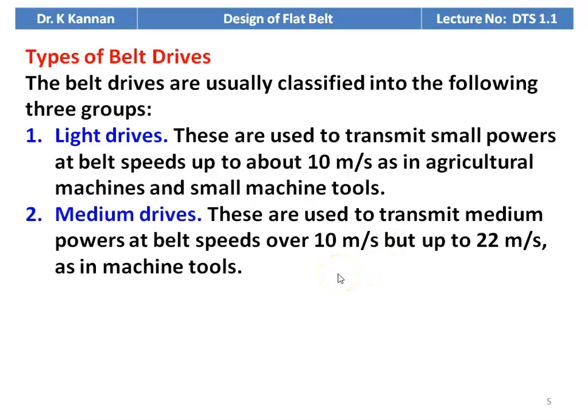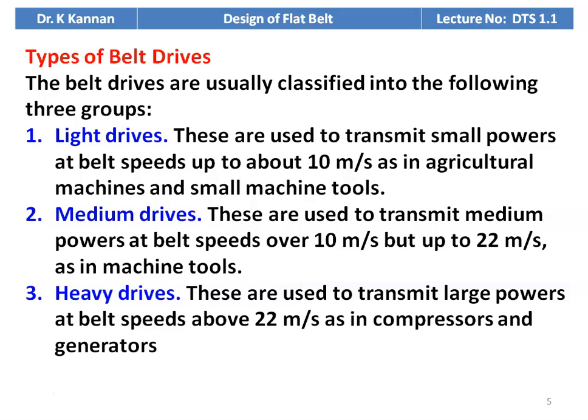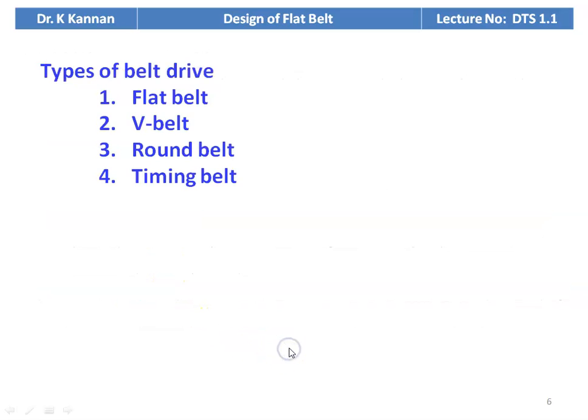Medium drives are used to transmit medium power at a belt speed over 10 meters per second, but up to 22 meters per second, as in machine tools. Then the heavy drives are used to transmit larger power at a belt speed above 22 meters per second, as in the case of compressors and generators. So, depending on the belt speed, we classify whether this is a light drive, medium drive or heavy drive. And the belt drives are also classified as flat belt, V belt, round belt and timing belt.